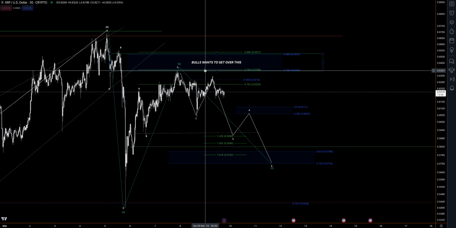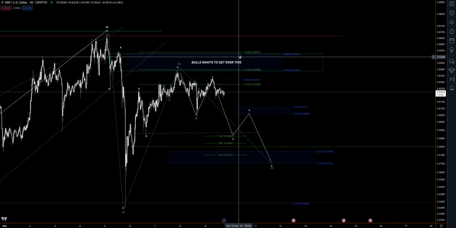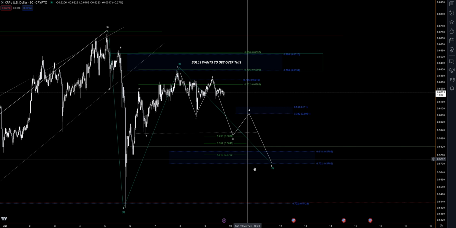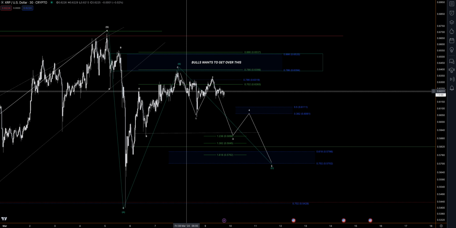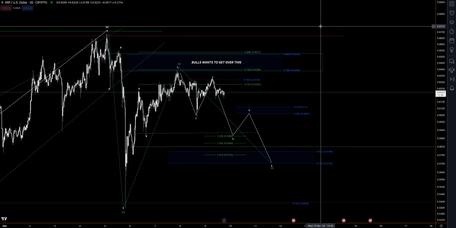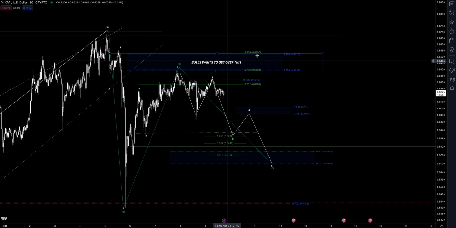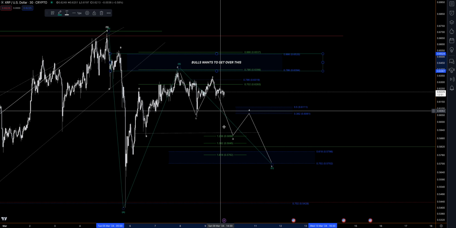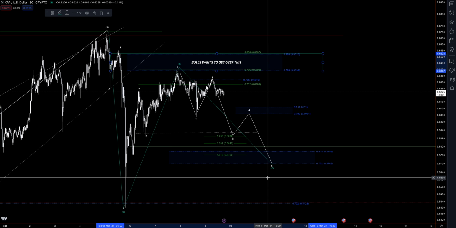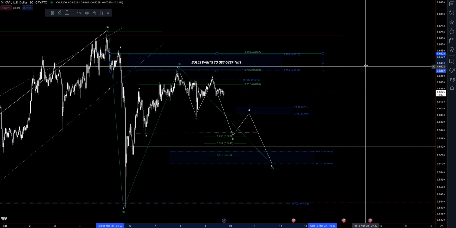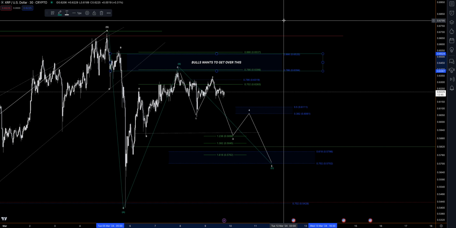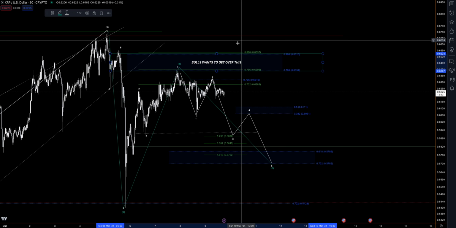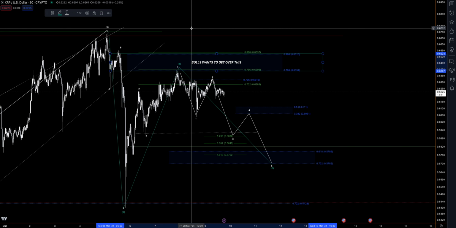Okay, so bulls want to get over this 786, 886 zone to invalidate this wave count and to invalidate a little bit more downside before we head up. Okay, they want to get over this zone right over here. Otherwise, we'll come down for a C wave to finish up our wave 2 correction, our sub wave 2 correction of our macro wave 5.